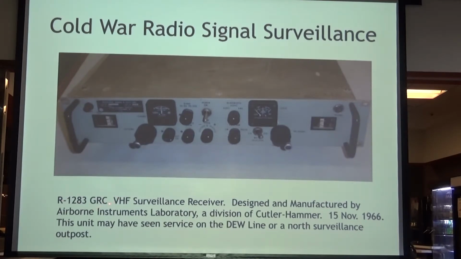R1283 ground radio communications VHF surveillance receiver, designed and manufactured by the Airborne Instruments Lab, AIL, at the time a division of Cutler-Hammer, back in 1966. This unit may have seen service in the DEW Line, or we don't know where. The former owner contacted me and said, "Do you know what you're buying here?" And I said, "Yes, not all the specifics on it, but I know it was a surveillance receiver used in the Cold War." And he gave me a little more input on it.